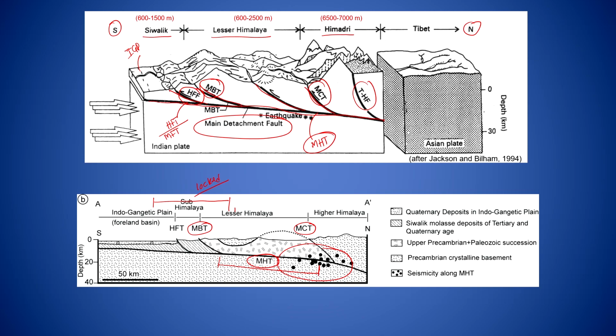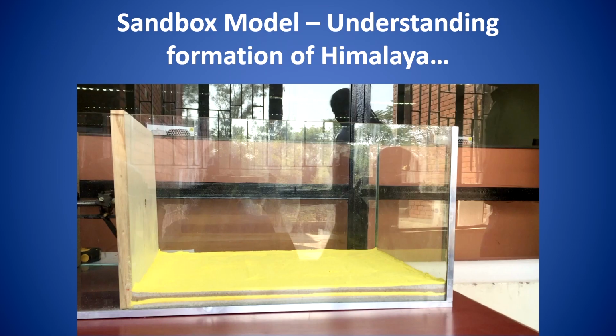So, we have elevation, which goes, of course, Mount Everest is above 8,000 meters. The average elevation of the higher Himalayas is around 6,500 to 7,000 meters, and then it reduces to 2,500 meters and less than 2,000 meters to 600 meters average in the sub Himalayas. Okay. So, how these fault systems were developed, keeping one plate moving.